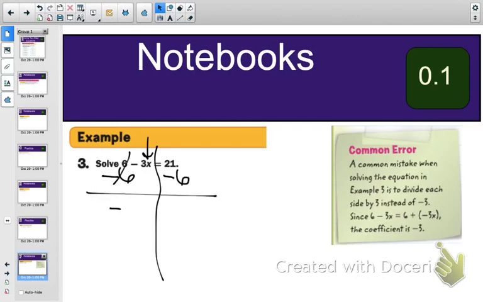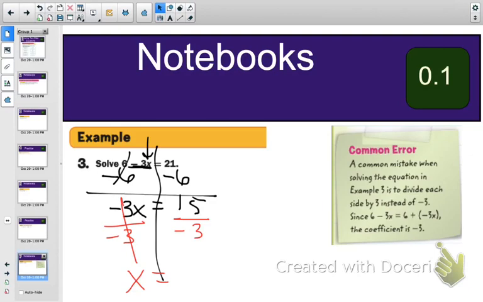These cancel. I get negative 3x equals 15. Okay. An important part is to remember that this negative has to stay with the 3 because the 3 comes after it. So these two things stay together. Okay. So then to get rid of the negative 3x, we don't add 3. We actually divide by negative 3 because it's negative 3 times x.